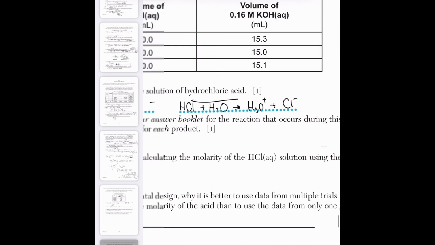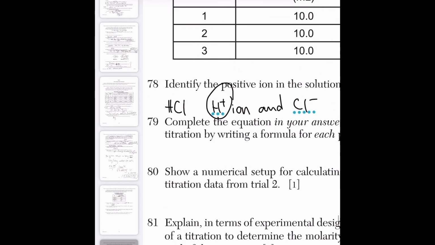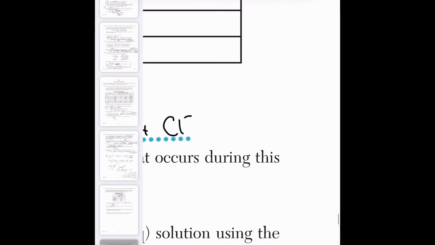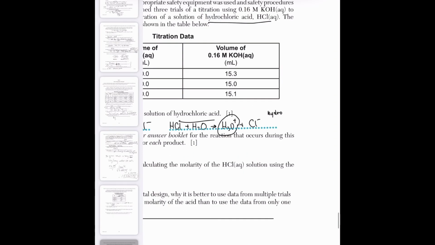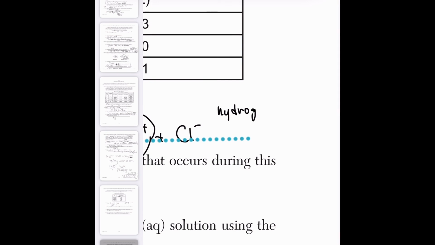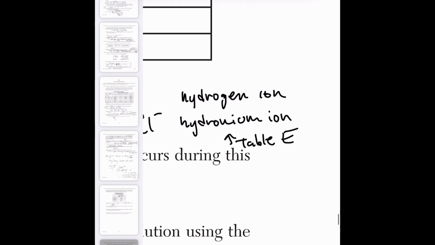So the positive thing here will be these, right? But they're basically the same thing. You can use them pretty much interchangeably in Regents Chem. You can write these formulas, but you can also give their name. So hydrogen ion, H3O plus is the hydronium ion. Hydronium ion, this name is in Table E, polyatomic ions, I think.